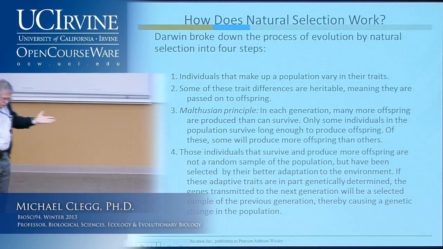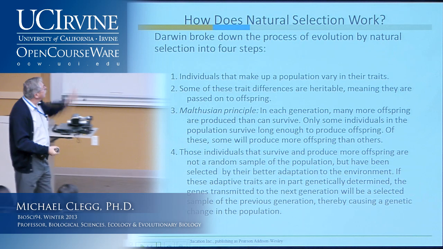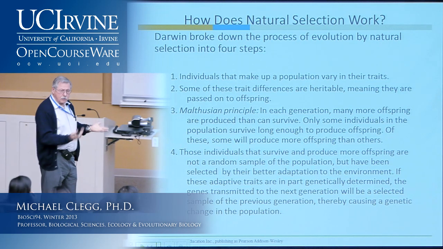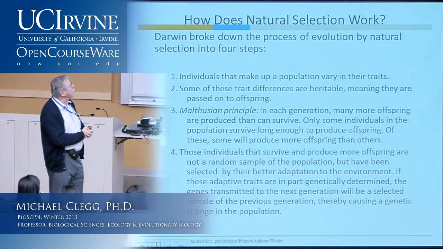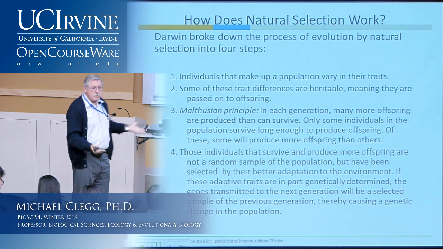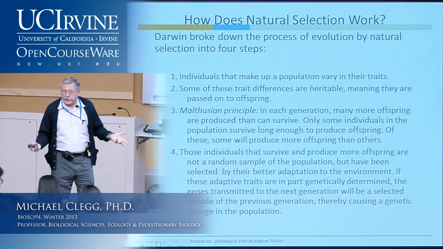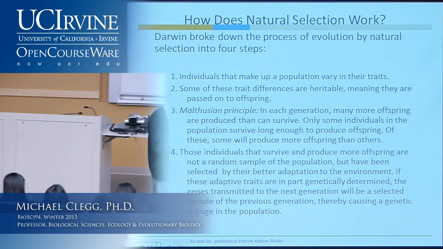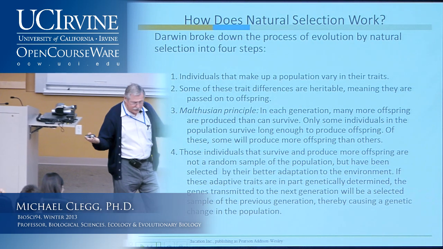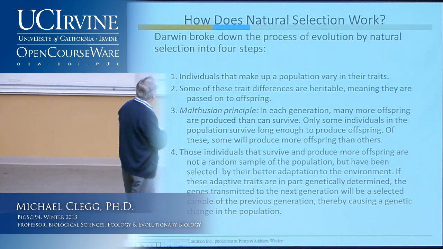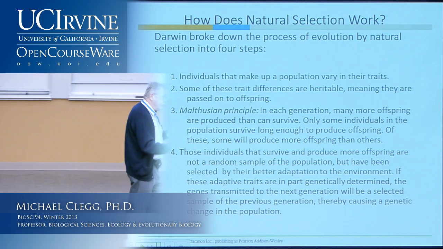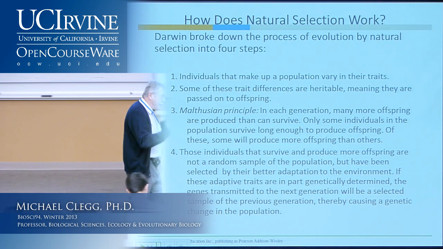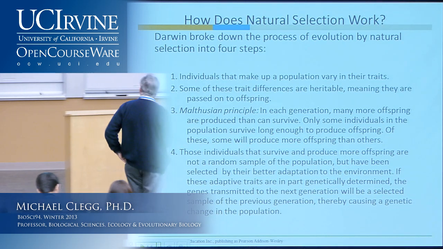So your book says there are 4 elements. Darwin broke this down into 4 elements. Individuals that make up a population vary. Some of the differences are heritable, that is, they're the result of your genes, meaning that those differences can be passed on to your offspring.